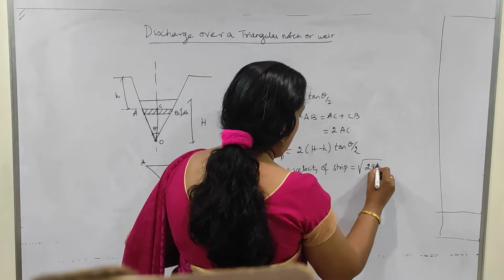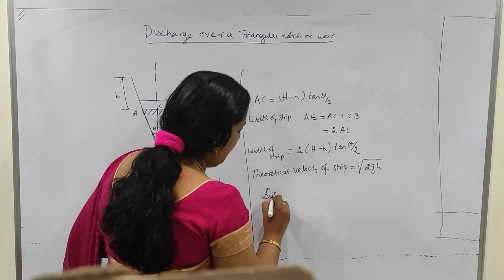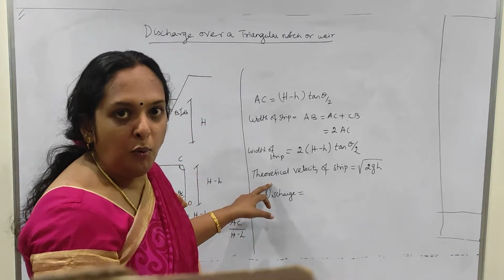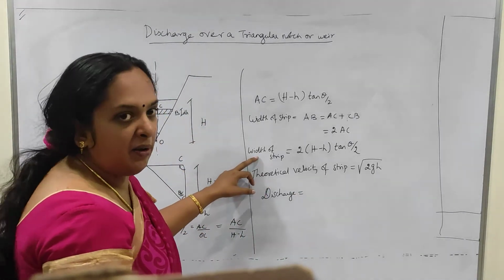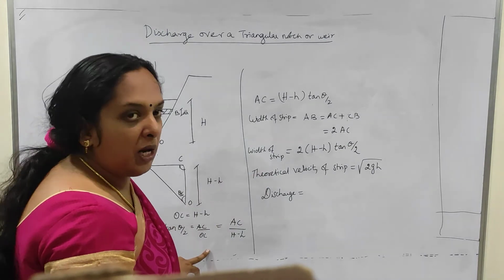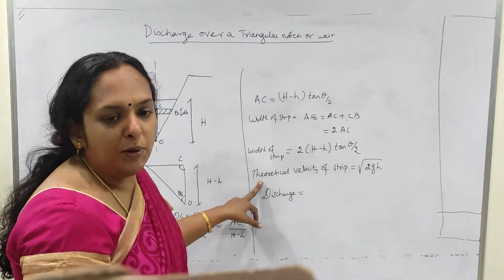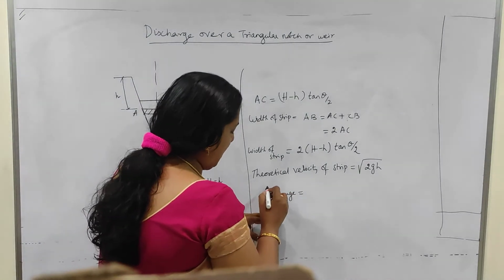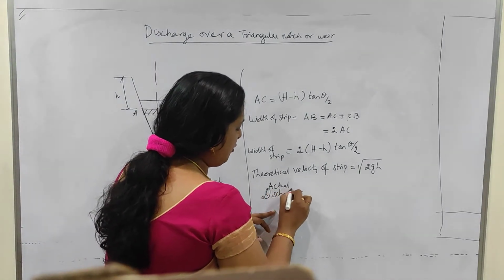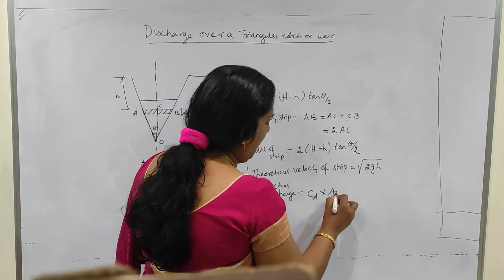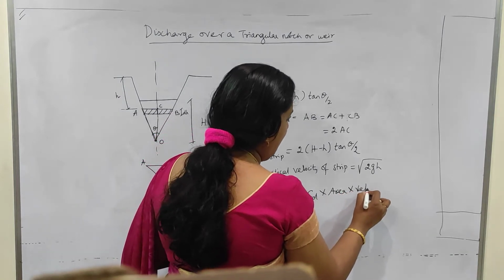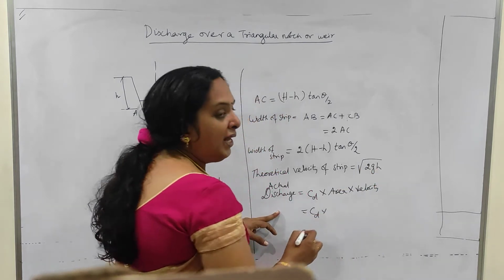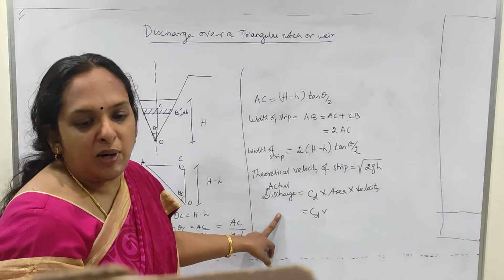Am I right? So what is the discharge then? Discharge is equal to velocity into area. I know the area, the width and the depth, so I will be able to find the area. What is the discharge I am going to give? This is my actual discharge. So actual discharge will be Cd into area into velocity. That is area into velocity, but we have a coefficient Cd here. So Cd into area, we have to find it out.